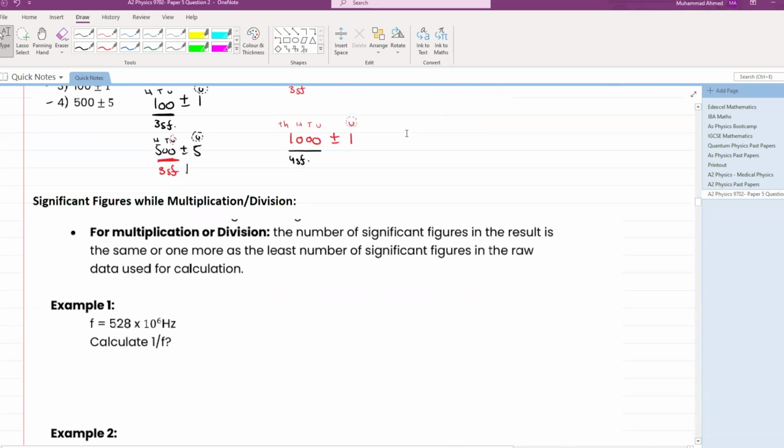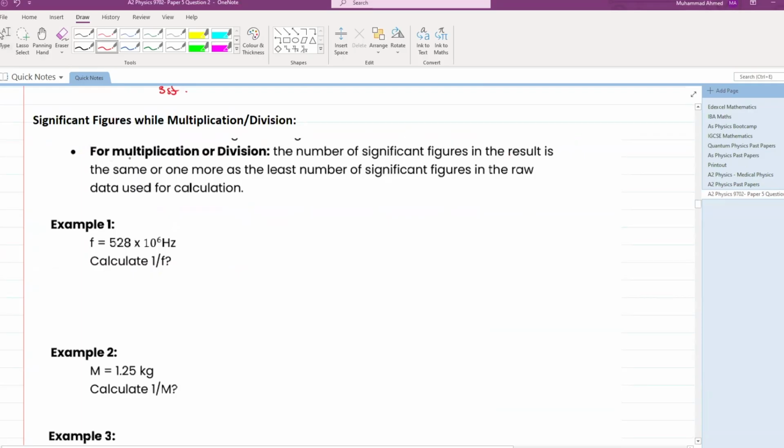For paper 5, whenever you are performing multiplication or division, the number of significant figures in the final result is the same or one more as the least number of significant figures in the raw data. Now, please remember this rule for multiplication and division.